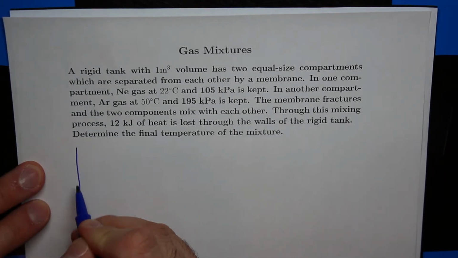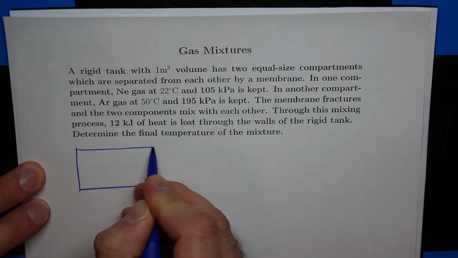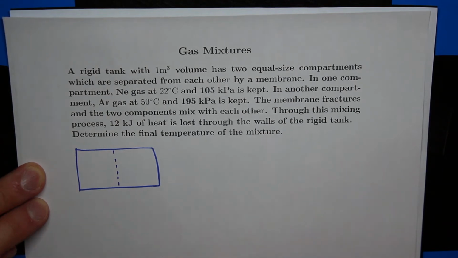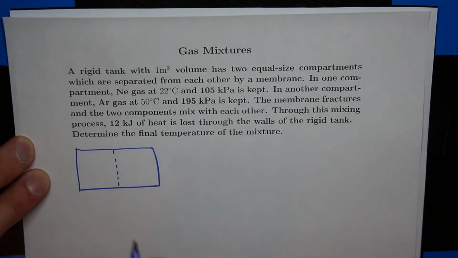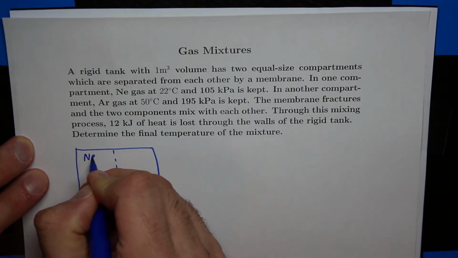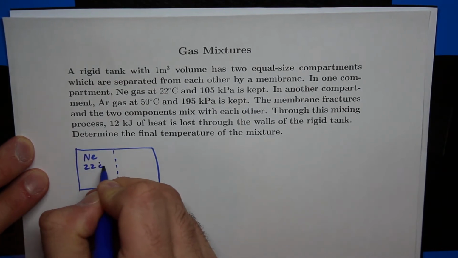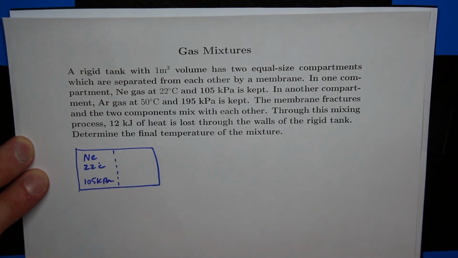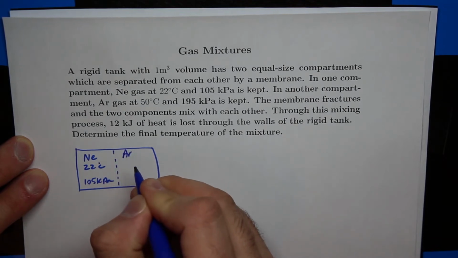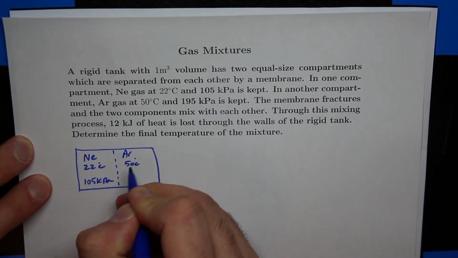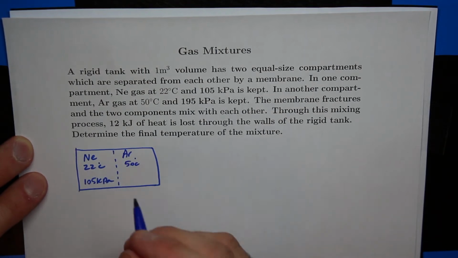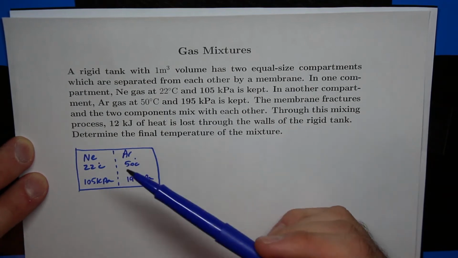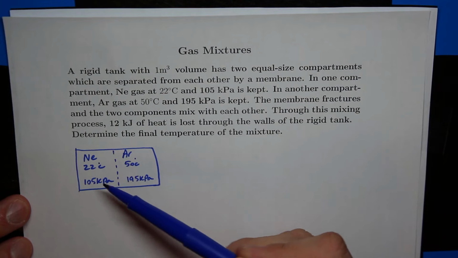Okay, so let's say this is my tank, and this tank has two equal size compartments, let's say the left and the right side. In one side, I have neon gas at 22 degrees C and also at 105 kPa, which is the pressure. This is all I know. And in the other side, I have argon gas at 50 degrees C, at a higher temperature compared to this one, and at pressure of 195 kPa.